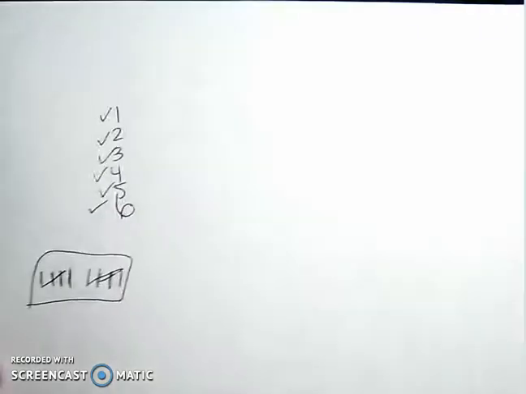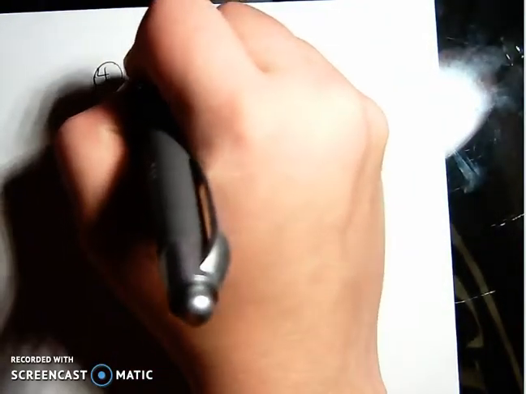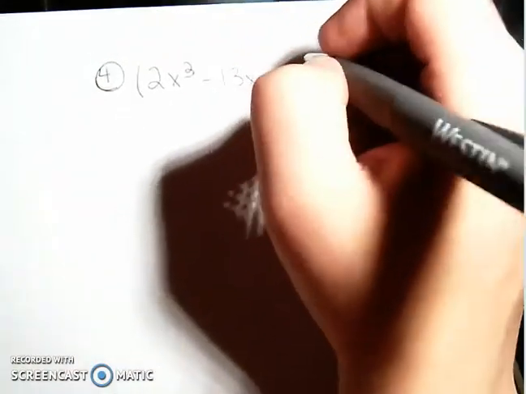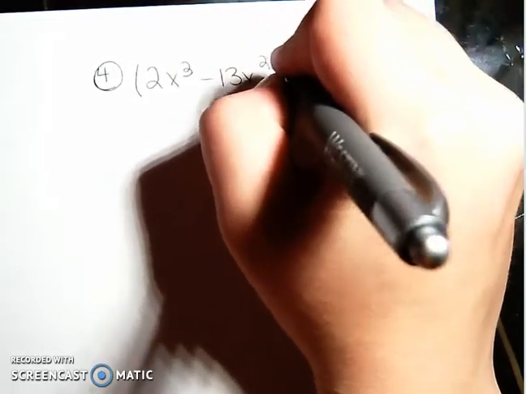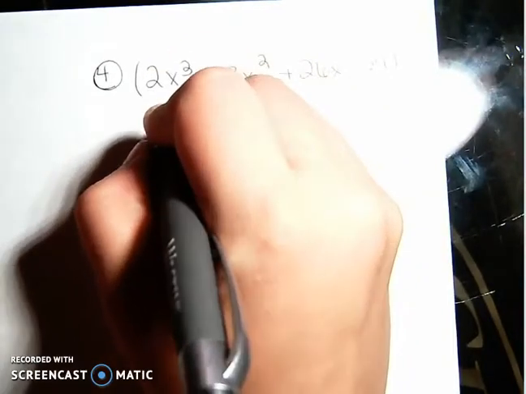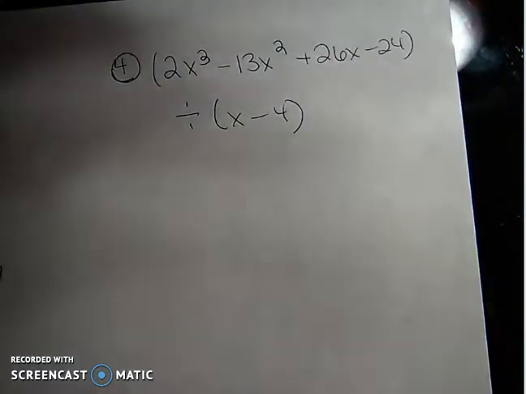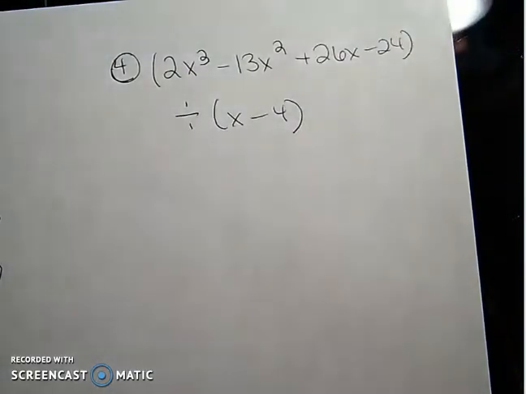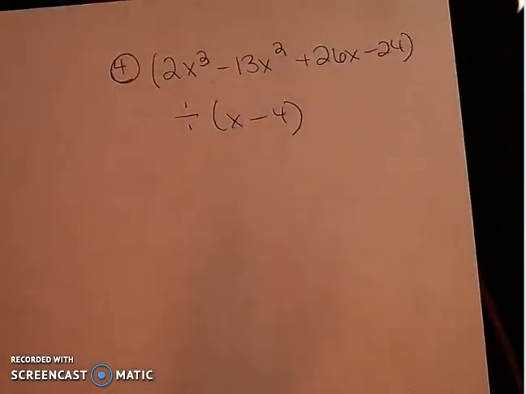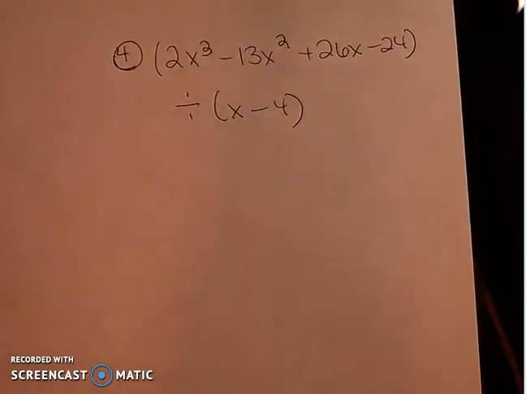Next, division. You have 2x to the third, excuse me, minus 13x squared plus 26x minus 24 divided by x minus 4. Remember, we talked about two different methods that you can use to divide. One of those being long division, the other being synthetic. I'm going to refresh your memory, hopefully on both.